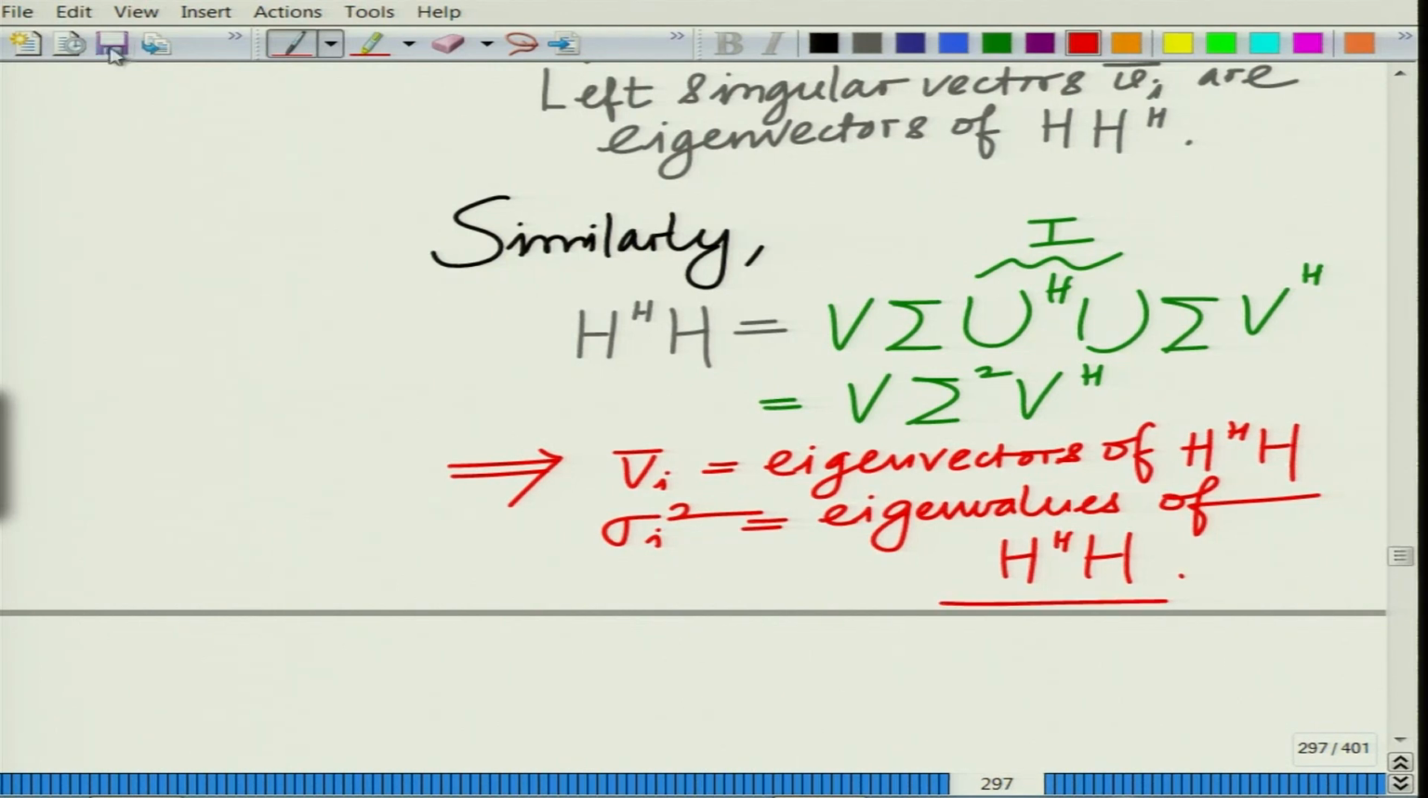Right. So, sigma square are also the eigenvalues of H Hermitian H. The vectors ui bar are the eigenvectors of H H Hermitian, Vi bar are eigenvectors of H Hermitian H, and sigma square are essentially eigenvalues of both H H Hermitian and H Hermitian H.